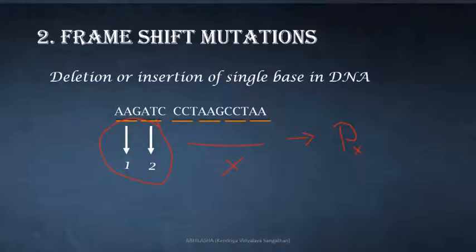A similar situation will arise if a new base is inserted at some position, maybe here or any other position. Wherever the new base has been inserted, all the frames after that will change. So now can you understand why these mutations are known as frame shift mutations?